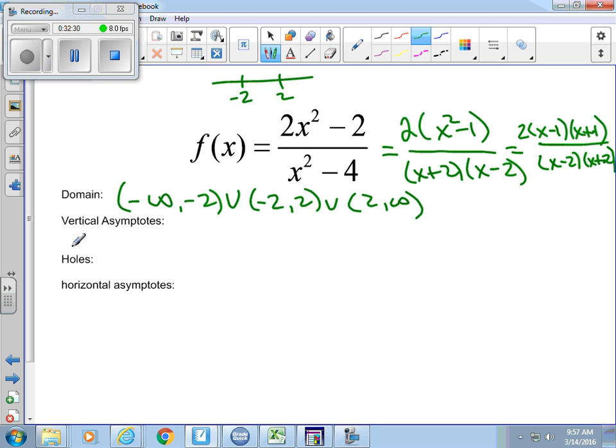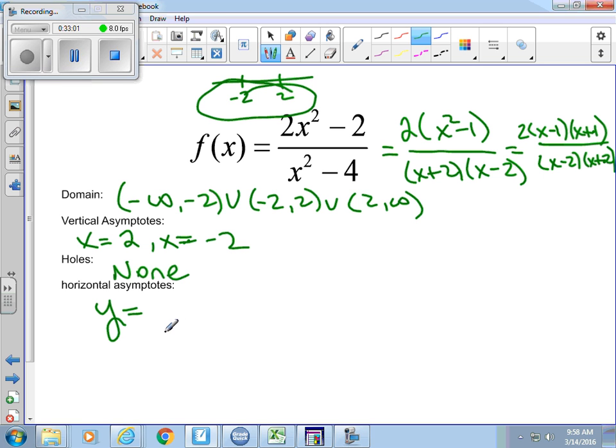What are the vertical asymptotes? Good. If nothing cancels, isn't this the same thought as the vertical asymptotes? If nothing cancels on top? If something cancels, that's the hole. Since nothing canceled, there are no holes. And then what is the horizontal asymptote? 2. y equals 2. How do I know it's y equals 2? The degrees are the same. It's the ratio of the coefficients.